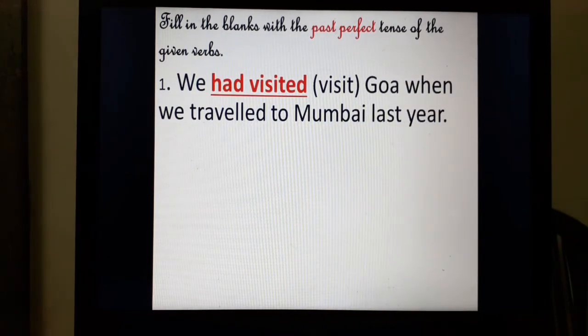Number 1. We had visited Goa when we travelled to Mumbai last year. As you can see, the instruction says we have to fill in with the past perfect tense. The given verb is visit, and thus according to the structure of past perfect we have made it had visited, that is had plus V3 form of the verb visit.